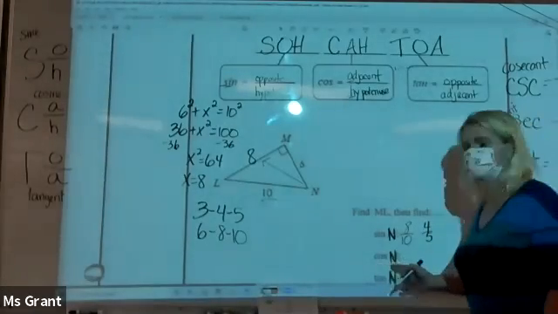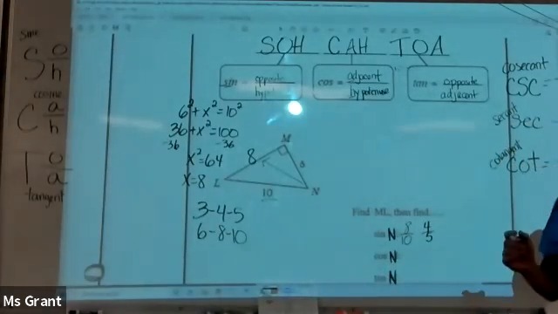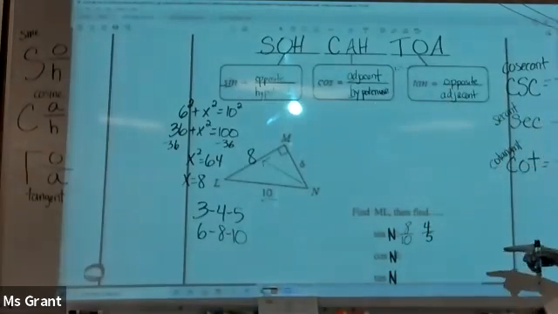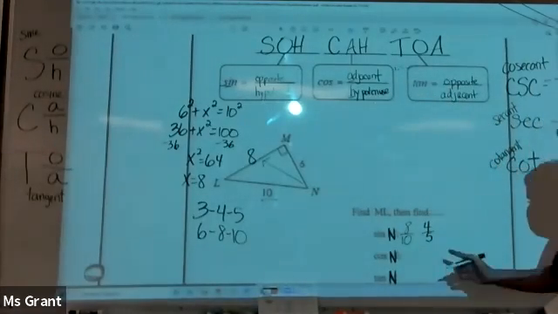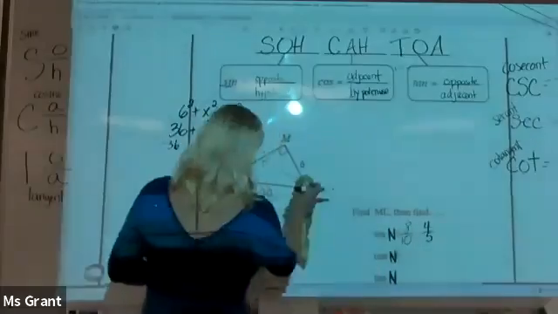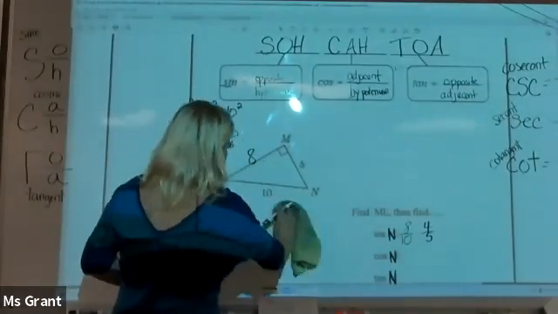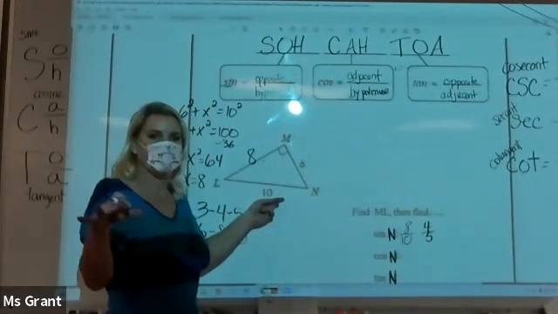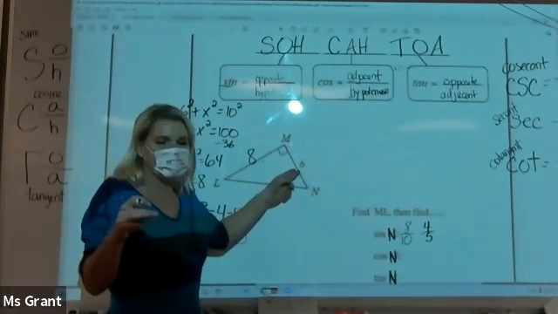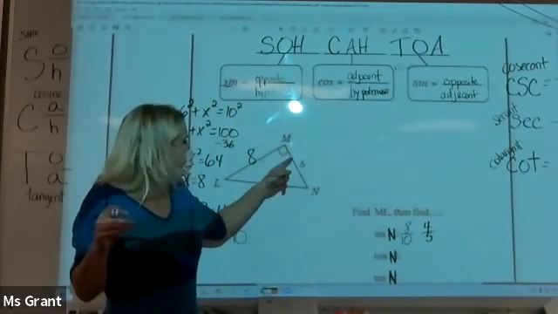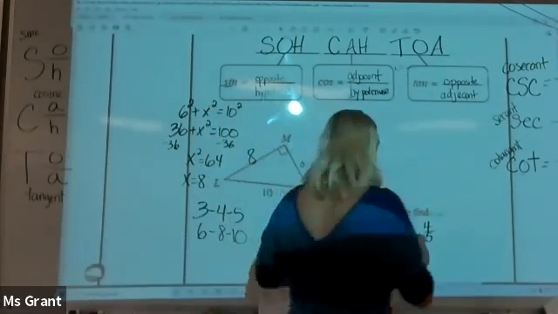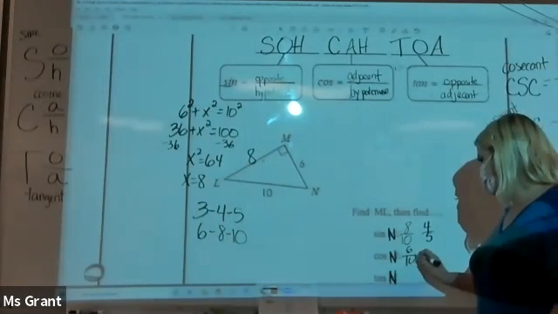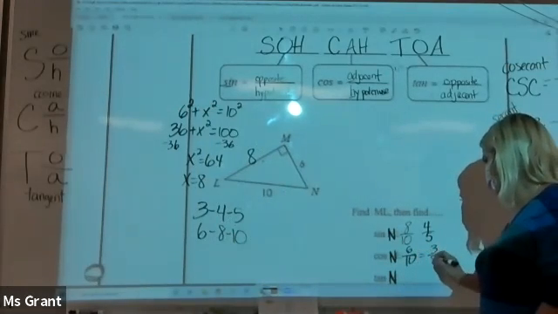Cosine of n. Cosine is adjacent over hypotenuse. So go to angle n, and I'm going to write down the adjacent. Look, the adjacent is not the hypotenuse. It's the leg that's next to angle n. 6 over the hypotenuse of 10. 3/5.